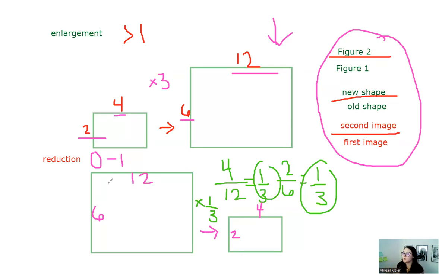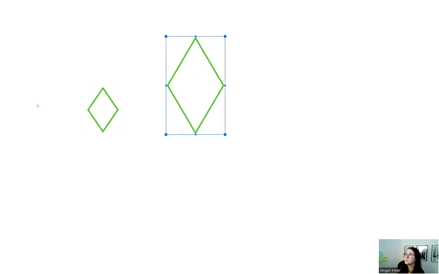So now that we've established how to solve these problems, and what the difference looks like in scale factor if it's an enlargement or a reduction, I'm going to do a few more example problems, and then hopefully that will be enough for you to better understand this concept. So we're going to be using those same formulas, always taking the second image and dividing it by the first image.